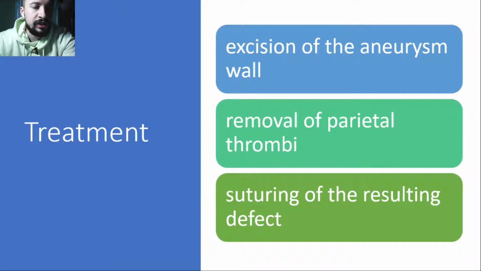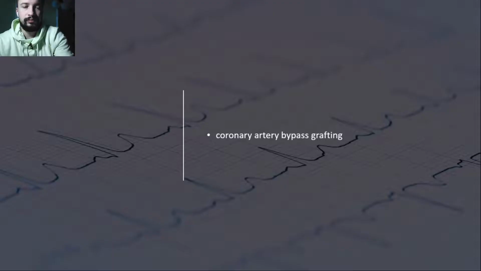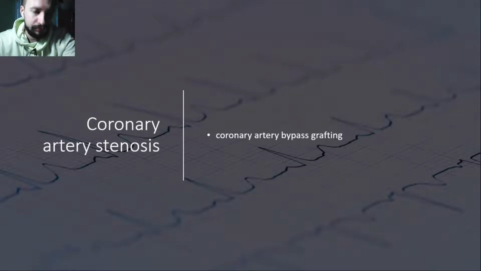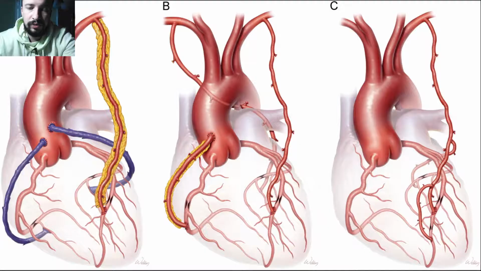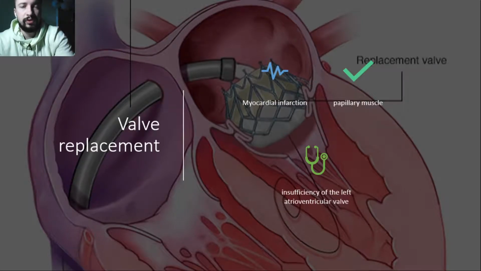The operation consists of excision of the aneurysm wall, removal of parietal thrombi, and suturing of the resulting defect. If there is a stenosing process in the coronary arteries, coronary artery bypass grafting is performed simultaneously. And there you see coronary artery bypass grafting types, of course.